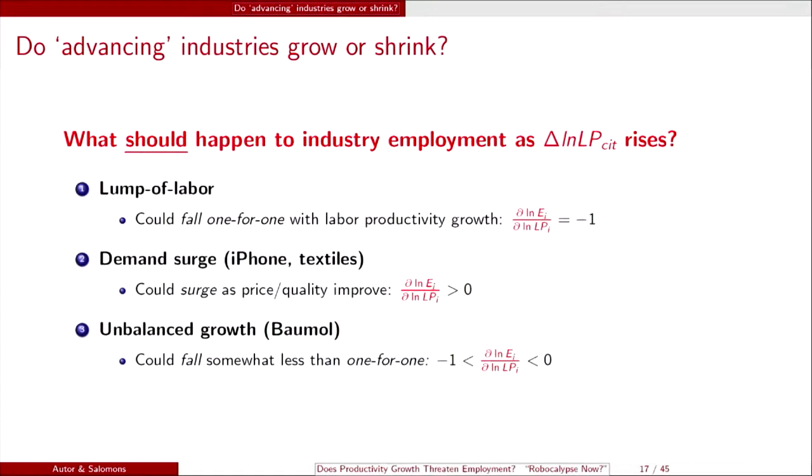Now, you should say, well, what should happen? Well, three things could happen, at least. In the kind of lump of labor world in which output demands are fixed, we should get a coefficient of negative 1. Doubling of labor productivity should reduce employment by half. In the kind of demand surge model, it's possible that rising productivity would actually cause such a large consumption response that we would see employment rise. And the third is somewhere in between, the kind of Baumol view, that we will see shrinkage in advancing sectors, possibly offset by elsewhere, possibly not.